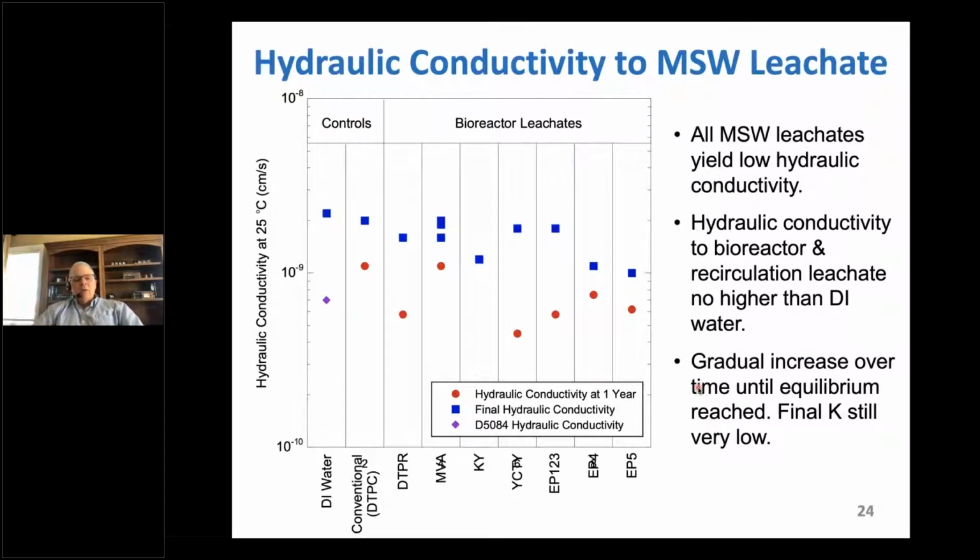And what we found was that in all cases, the hydraulic conductivity was very, very low. It did increase somewhat over time. The final equilibrium hydraulic conductivity was about a factor of 2 higher than the hydraulic conductivity at 1 year. But in the end, at complete chemical equilibrium and up to 7 years of permeation, all the GCLs permeated with the MSW leachates had very low hydraulic conductivity. And that's consistent with our experience in the MSW landfill industry.